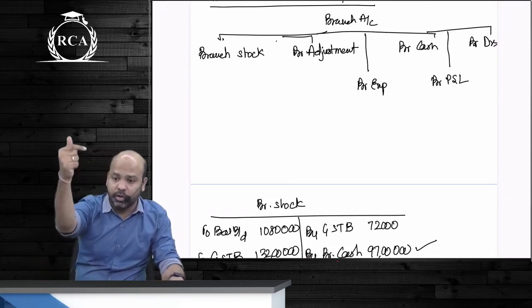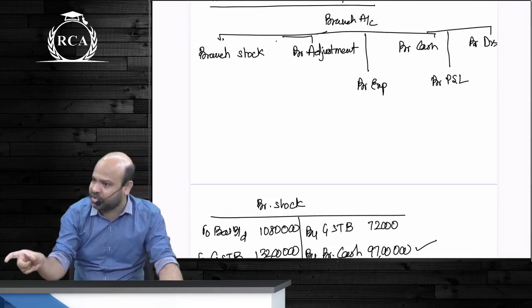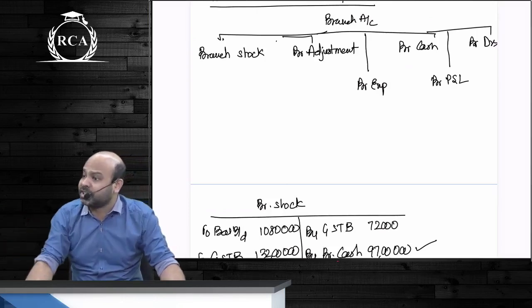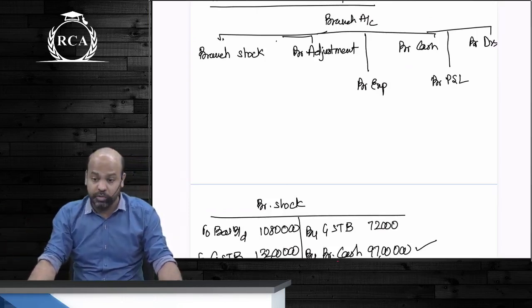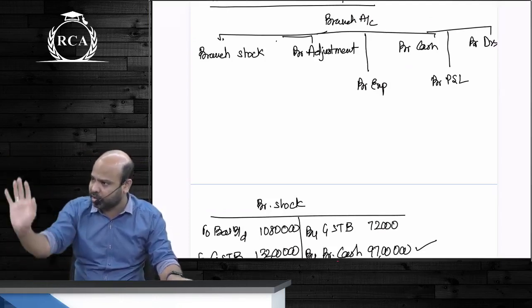Because as working notes, beta, even under debtors method you know how to prepare branch debtors account, branch cash account. Apart from that, we prepare branch expenses account, branch fixed assets account, branch P&L account, and one extra account called GSTB, which comes under debtors method also.